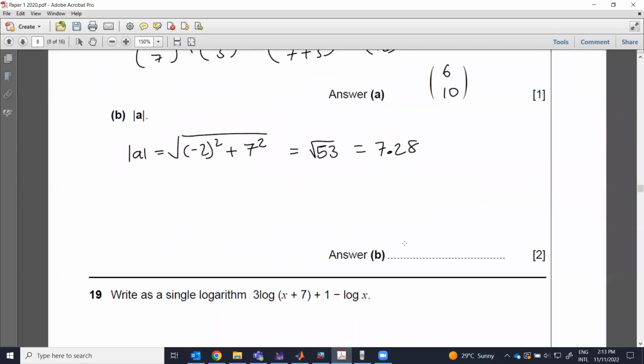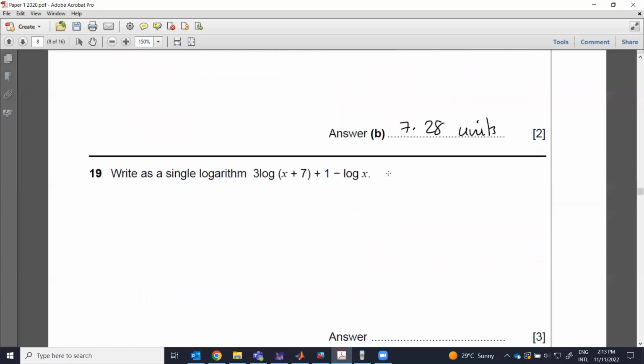Okay, so we say 7.28 units. Okay, because it's a length.